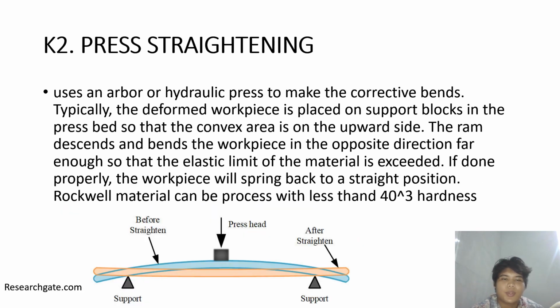Press straightening uses an arbor or hydraulic presses to make corrective bends. Typically, the deformed workpiece is placed on support blocks in the press bench so that the convex area is on the upward side. The ram descends and bends the workpiece in the opposite direction far enough so that the elastic limit of the material is exceeded. If done properly, the workpiece will spring back to a straight position. Local material can be processed with this, at less than 40 Rockwell hardness.